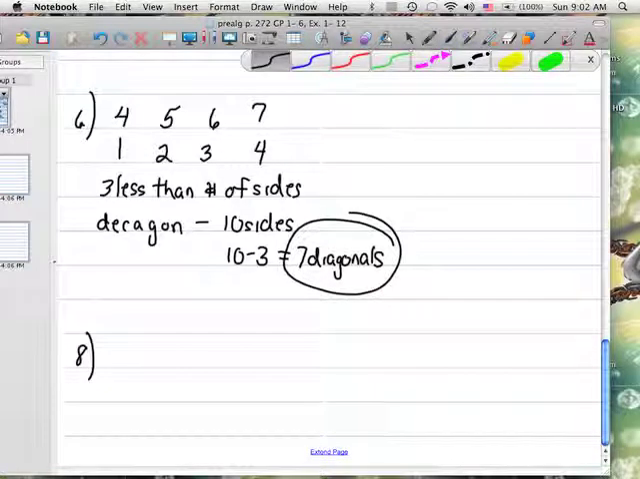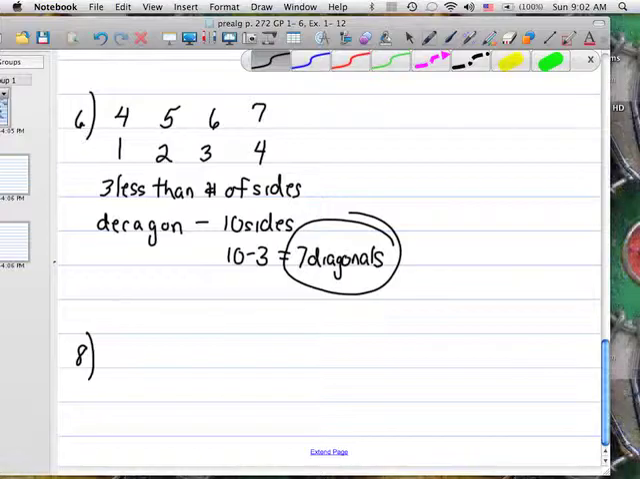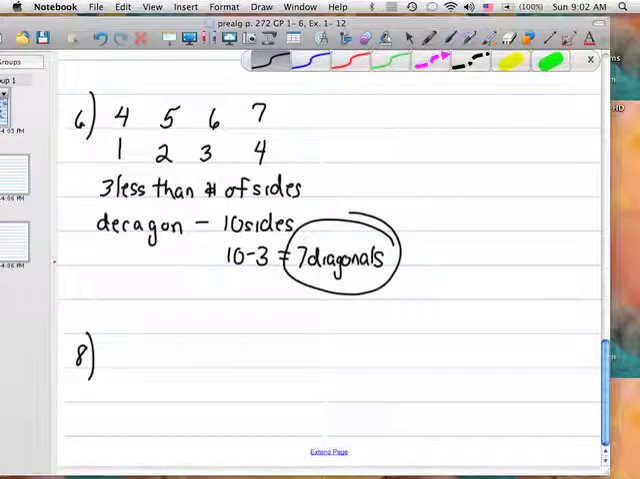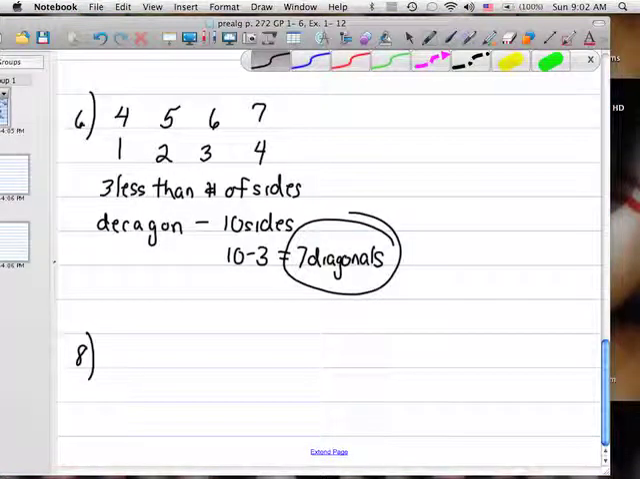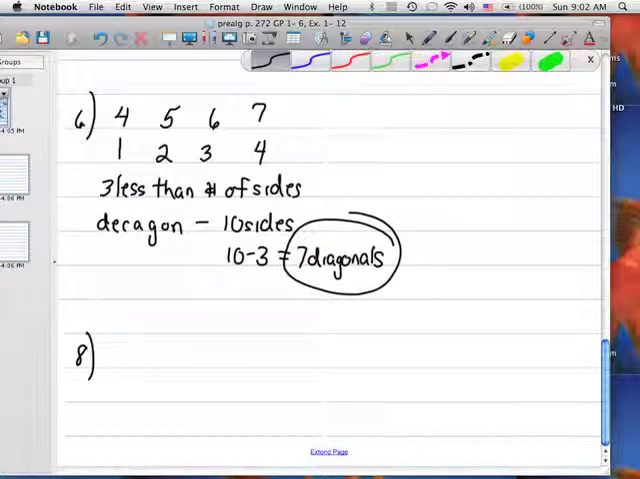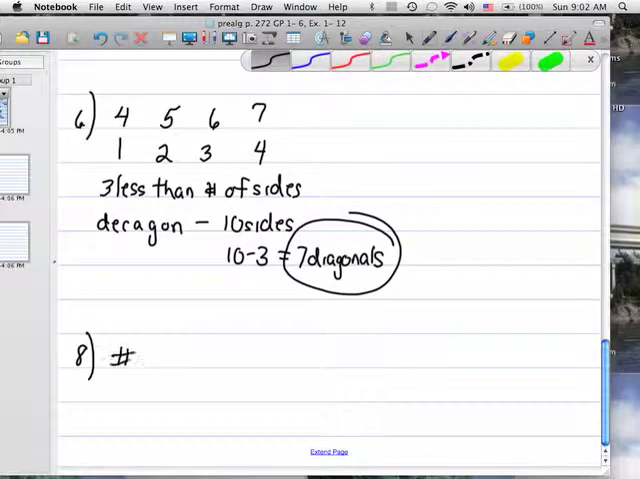So number 8, which geometry problem in this lesson seems most closely related to the handshake problems? Well, if we back up and look at number 2, that seems to be similar to this because it's finding all the line segments, which would be all the handshakes that could be drawn between any number of points or people. So number 2.